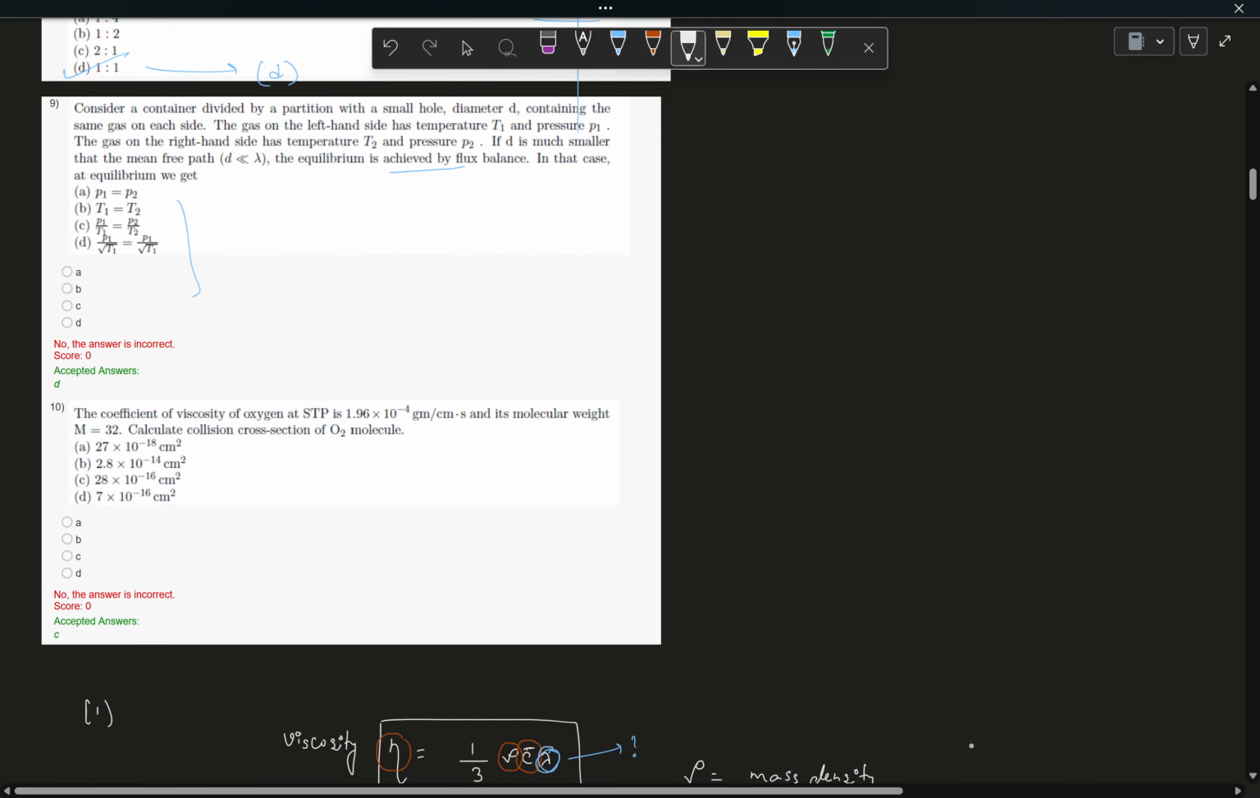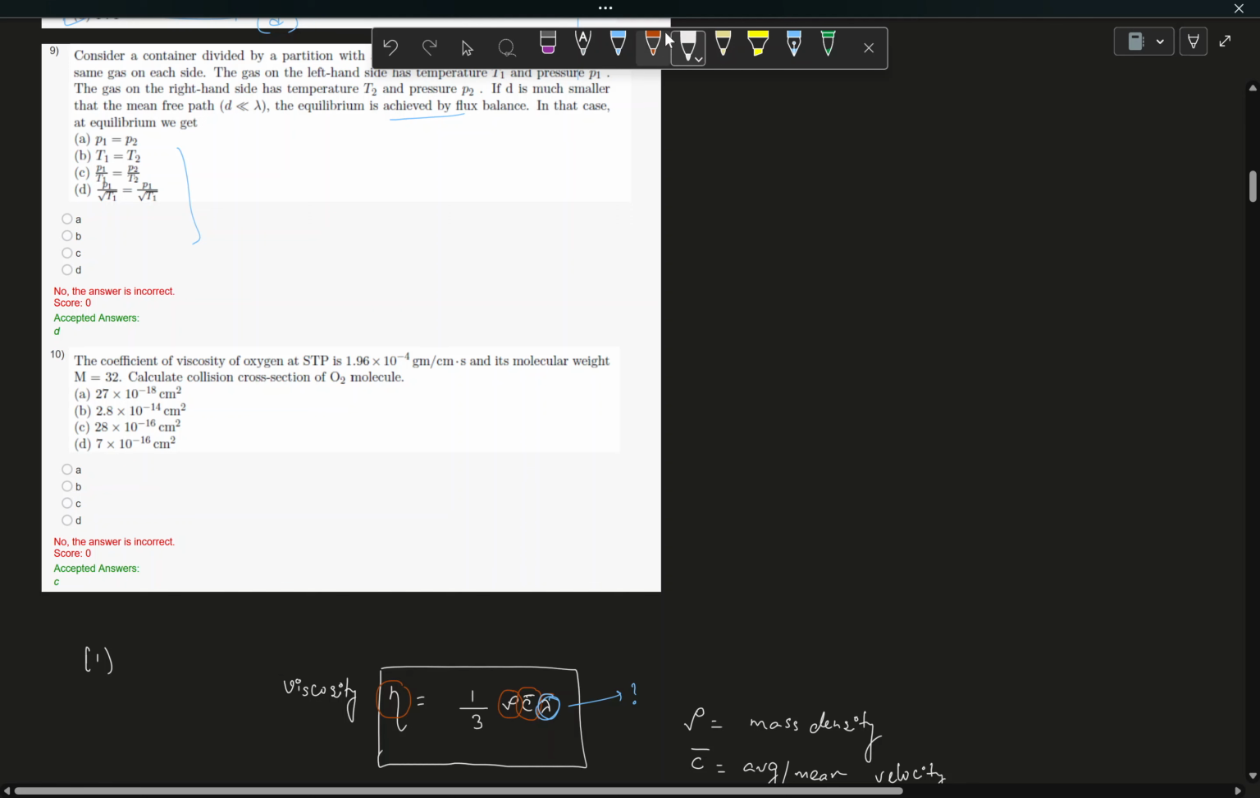and then you have question number 10, which says that the coefficient of viscosity for oxygen at STP is given as 1.96 times 10 to the power minus 4 gram per centimeter second. So remember that this is in CGS units, so you have to take care of the units later when you do the calculation. And its molecular weight M is 32, which is in gram obviously. Calculate the collision cross section of the oxygen molecule. Okay, so 1.96 times 10 to the power minus 4 gram per centimeter second is eta.